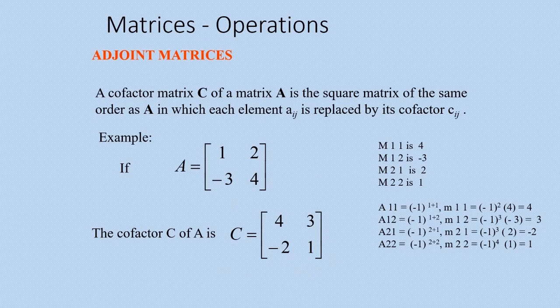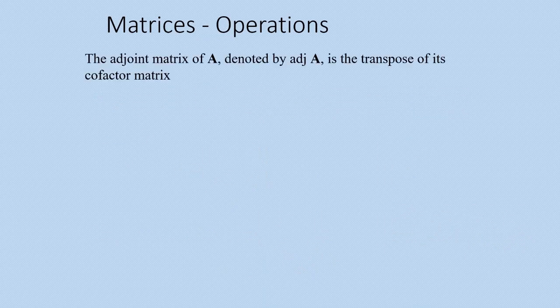The cofactor C of A is 4, 3, minus 2, 1. Let's understand adjoint matrix.